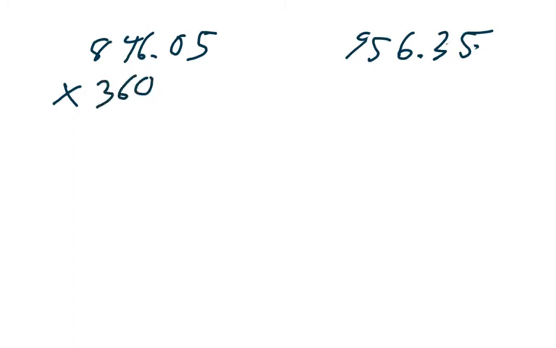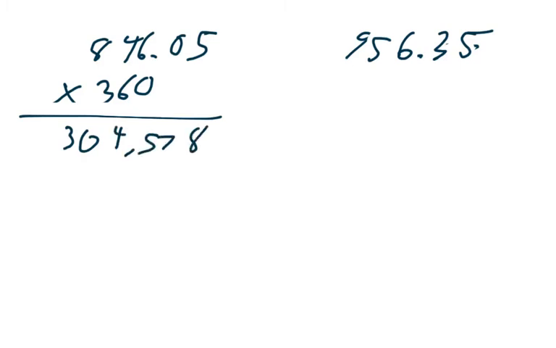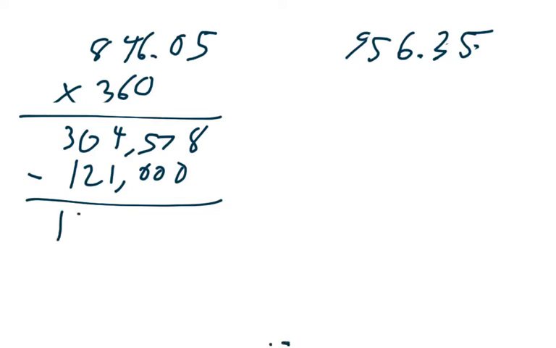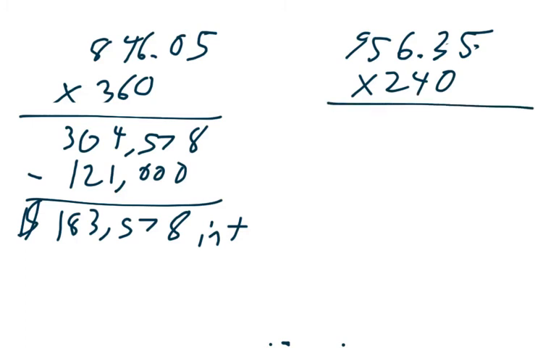Problem C says how much interest are you going to pay over the life of the mortgage. I made 360 payments over here. So when I do 846.05 times 360, that means I paid $304,578 on a loan that was $121,000, which means I paid $183,578 in interest.